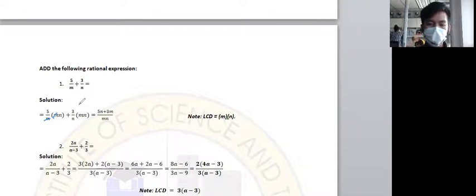Okay po. Then sa kabila naman po, 3 over n multiplied by mn. So cancel po natin n po natin. Matitira na lang po is 3 times m is equals to 3m. So 5n plus 3m over mn. So ito na po yung final answer po natin. Okay po.